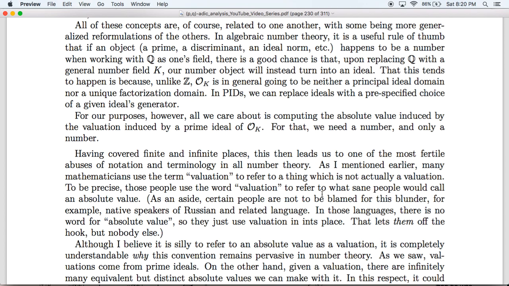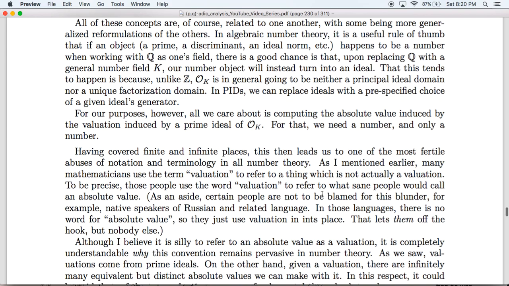I learned a while ago that, for example, native speakers of Russian and related languages apparently have no word for absolute value in a sense which is distinct from the ordinary sense that we use when working with real or complex numbers, and so they just use valuation in its place. That lets Russian and Ukrainian speakers and the like off the hook, but everyone else, no, you're on the hook.